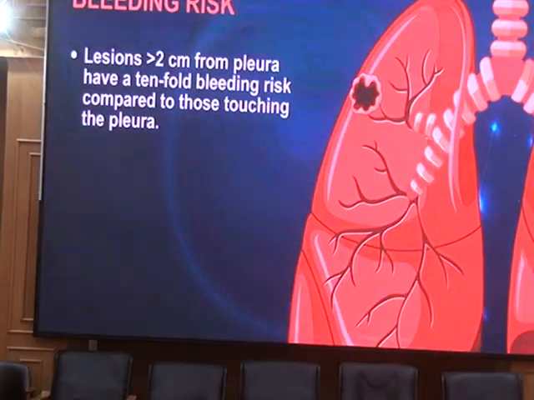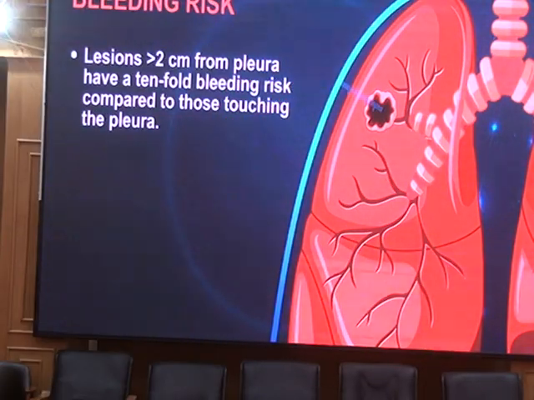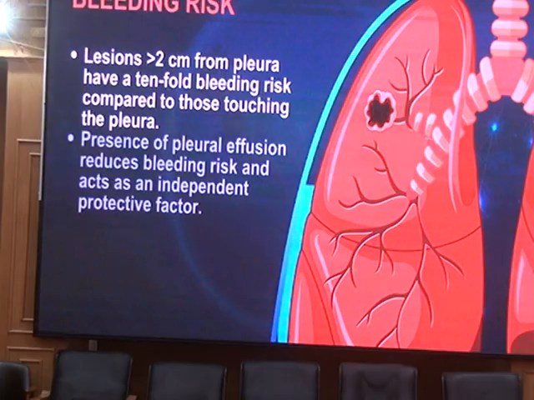Lesions abutting the pleura have minimal risk of bleeding in comparison to lesions away from the pleura. Also, pleural effusion acts as an independent protective factor against bleeding.